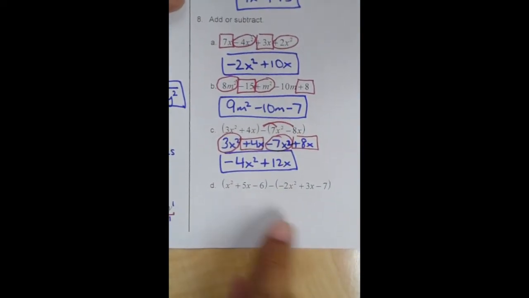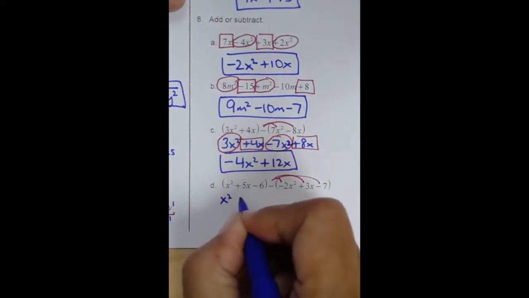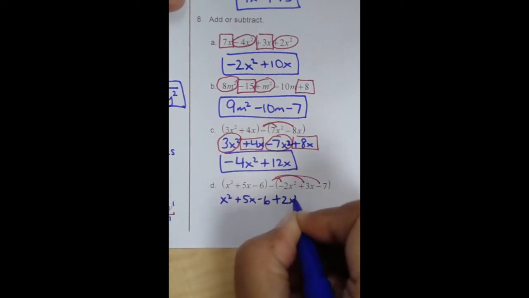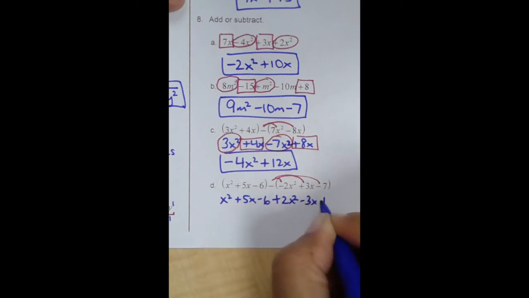All right, another distributing problem down here. So we're going to distribute the negative here. So rewrite the beginning. And then negative times a negative is positive 2x squared. Negative times a positive is negative 3x. Negative times a negative is positive 7.